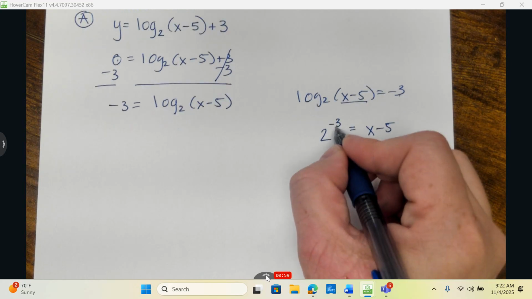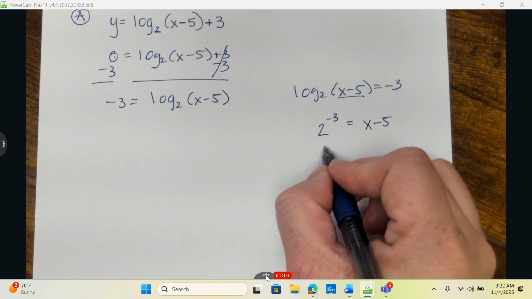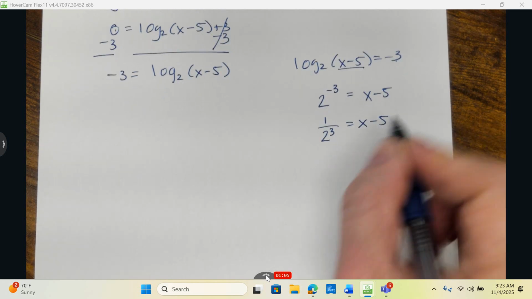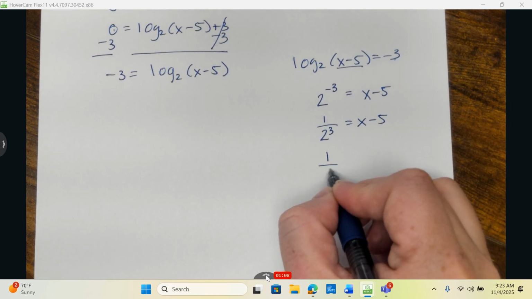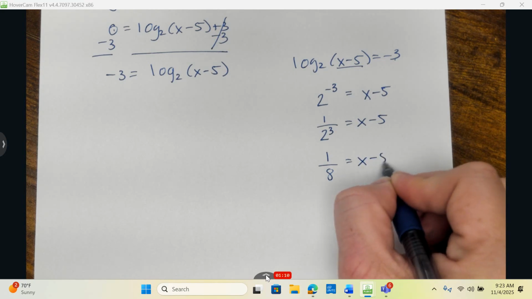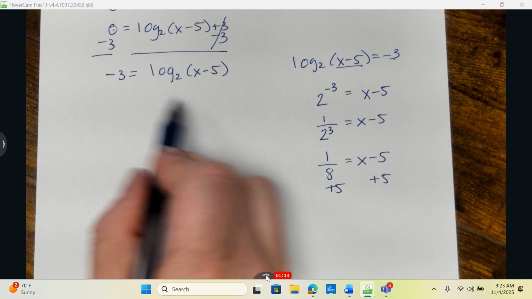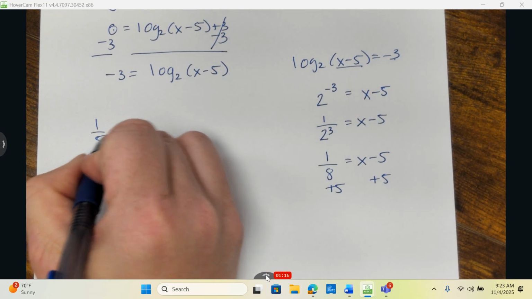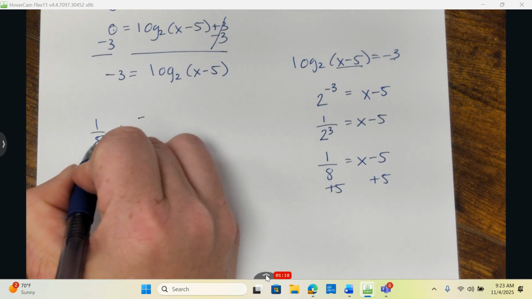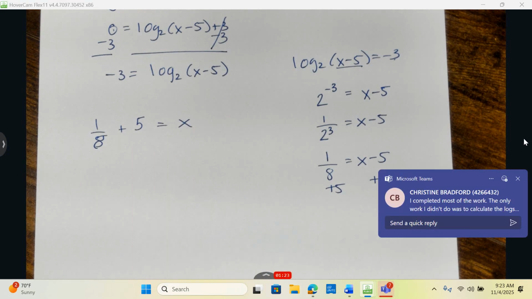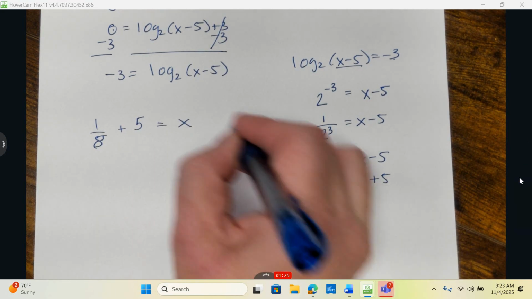Now 2 to the negative 3, we're not multiplying that. That says 2 is not happy. It's going to go to the bottom. We know 2 to the third, 2 times 2 times 2, is 8. And now add 5 over to the right-hand side. 1/8 plus 5 equals x.